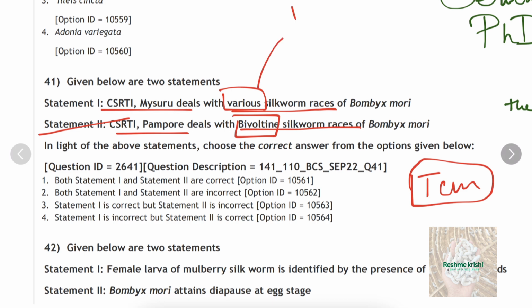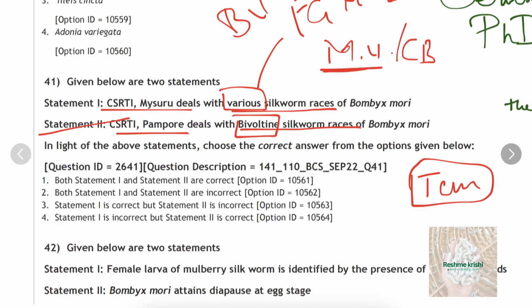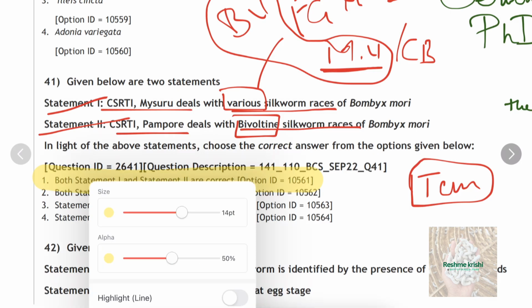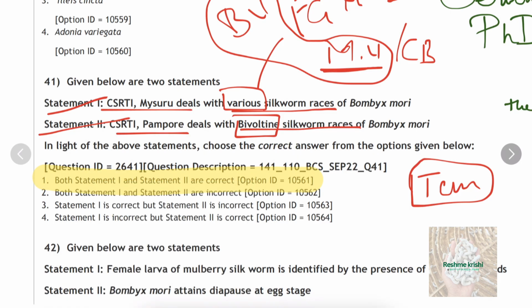If you see at present, the ruling variety is FC1 into FC2, which is bivoltine. And the crossbreeds or the other multivoltine breeds belong to the multivoltine group, right? So it is dealing with both bivoltine and multivoltine. So statement 1 is also correct. When both the statements are correct, option A is the correct answer, right?